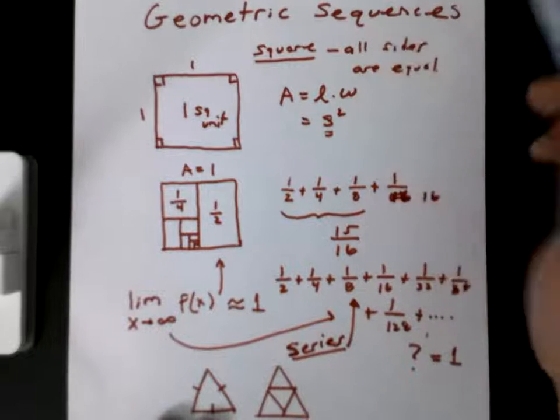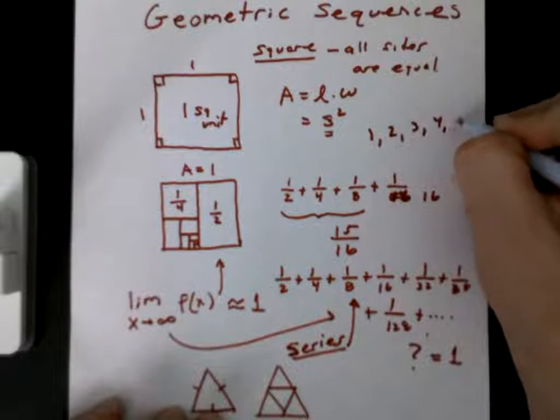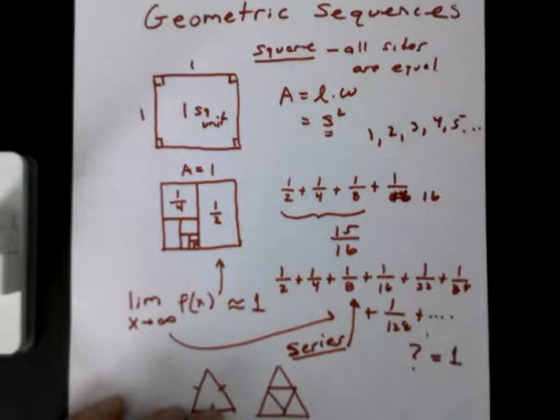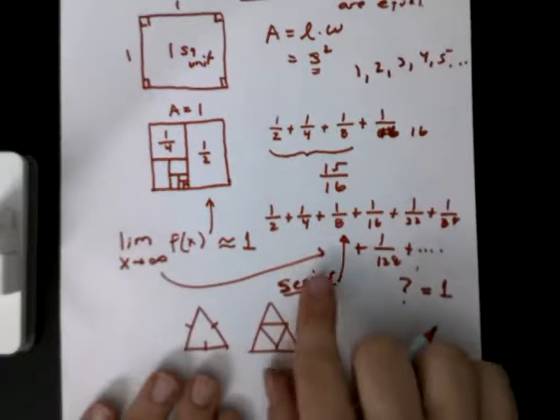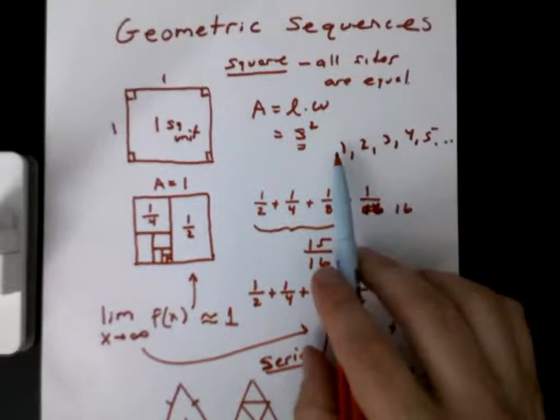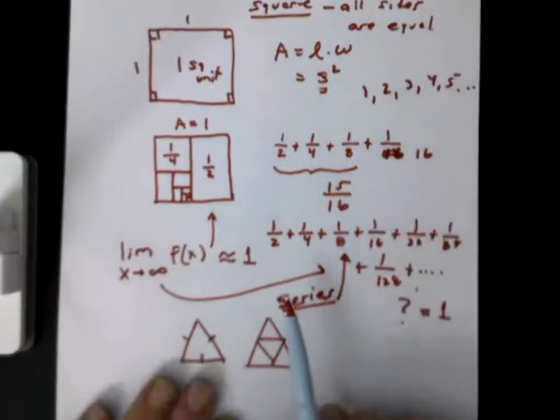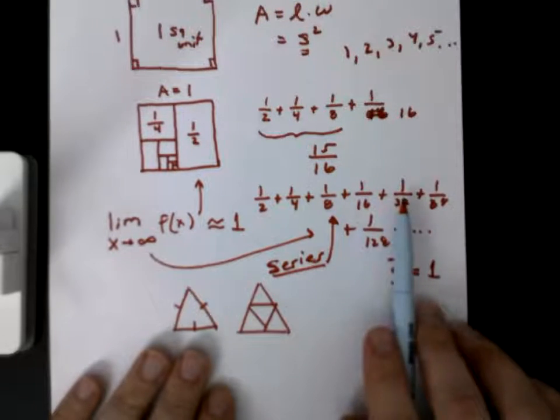Remember, a sequence is like 1, 2, 3, 4, on and on. A series is when we're adding those numbers up. A sequence is a sequence of events, and a series is when you're adding them up.